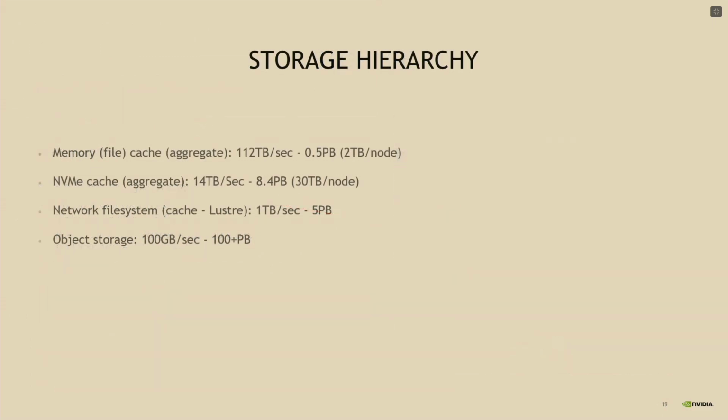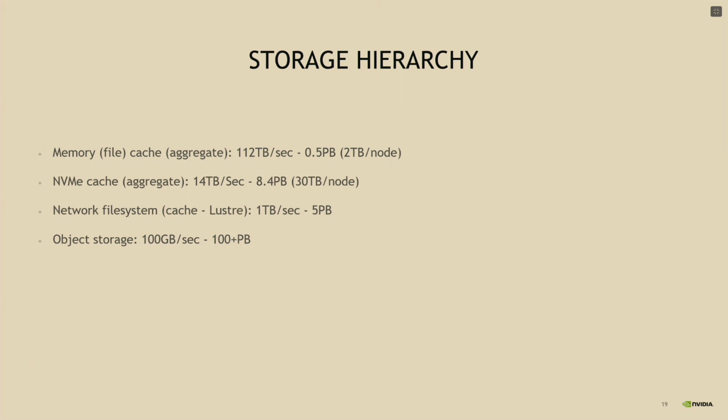So storage hierarchy is a big one, as I mentioned. So you have different levels of caching. The simplest way to think about it is just like you have data caches on the CPU, you also end up needing data caches in your data center. So there's obviously the memory cache or the file cache, you want to call it that. So aggregate across Selene, we're 112 terabytes per second. Then we have the next level, which is our NVMe cache. We're at 14 terabytes per second on Selene. Then to our Lustre, which is a terabyte per second, and then off to object store.